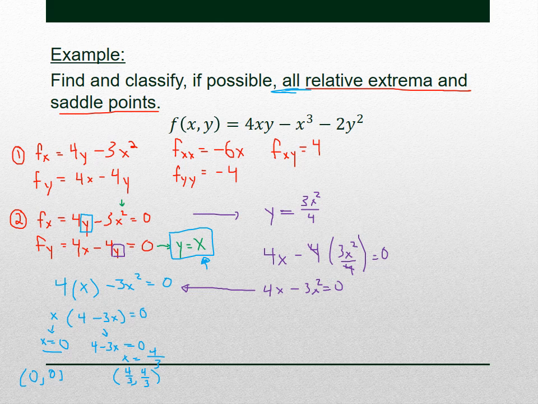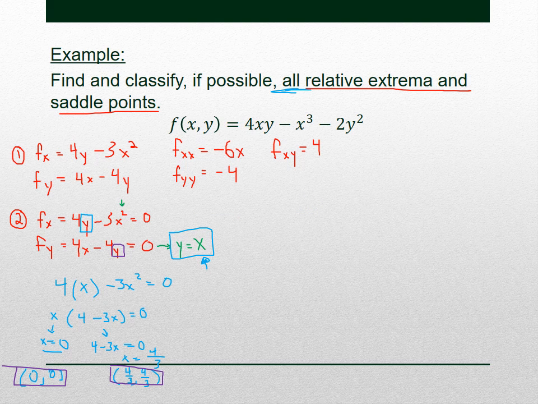Okay, and now these 4's here cancel. And what are we left with? Well, we have 4x minus 3x squared equals 0. And that's exactly this equation right here. So we would get the same x equals 0 and x equals 4/3 and the same y values. Right, so that will give you the exact same solution.